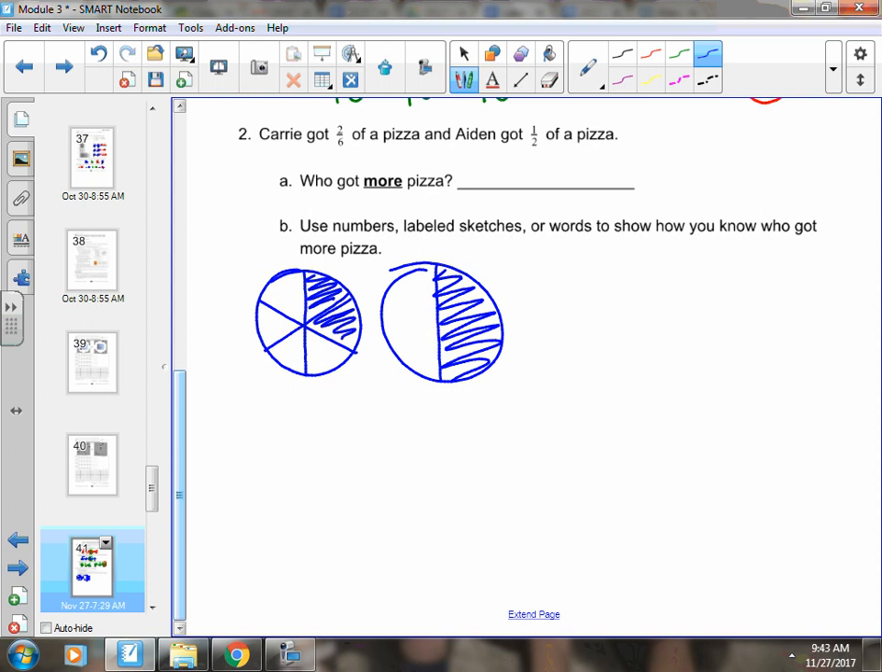And I can easily see which one has more shaded stuff, right? Which one has a bigger shaded section. 1/2 is bigger. So that means that Aiden got more. And you might have known that just by looking and saying, well, 2/6 is less than 1/2. Wouldn't it have to be 3/6 to be 1/2? 2/6 is less than 1/2. So you might have known that Aiden had more right away.